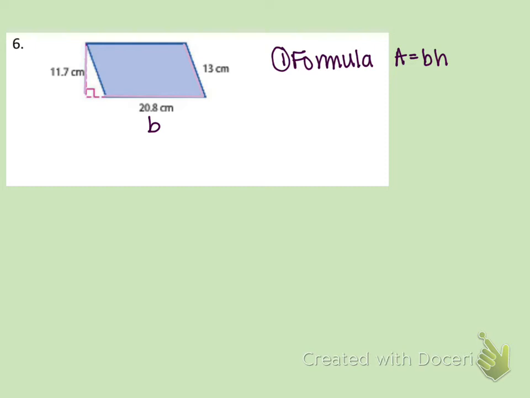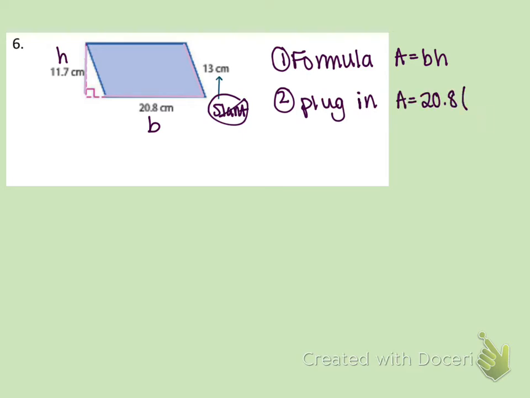If you said 11.7, you are correct. This 13 is a slant. We do not use slants for height. So 11.7 is our height. Now we can plug in. A equals, instead of B, we're going to write 20.8, times your height. Instead of H, we're going to write 11.7. At this point, I want you to solve this and find your answer.